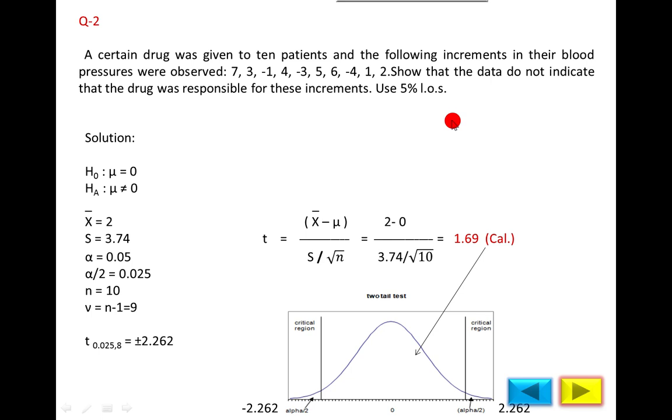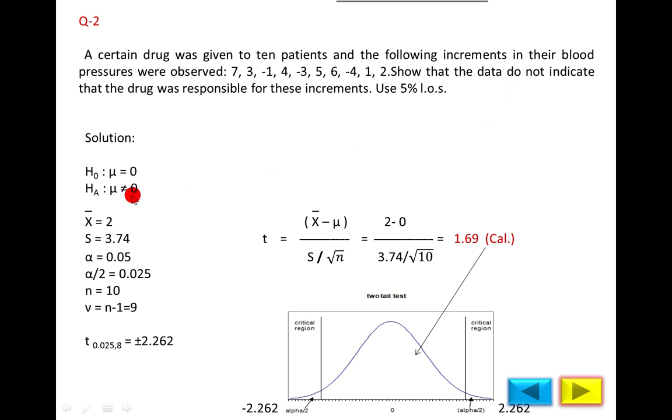So in testing of hypothesis, the assumption is that the data is normally distributed, and data is normally distributed means the mean of the normal distribution will be equal to 0. So the null hypothesis H naught will be mu is equal to 0, and the alternate will be mu not equal to 0. This is the first criterion.